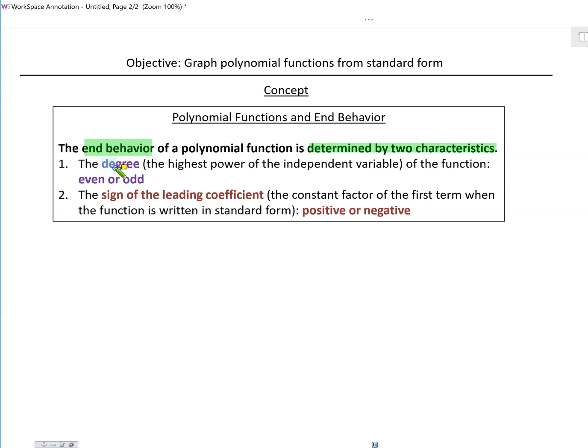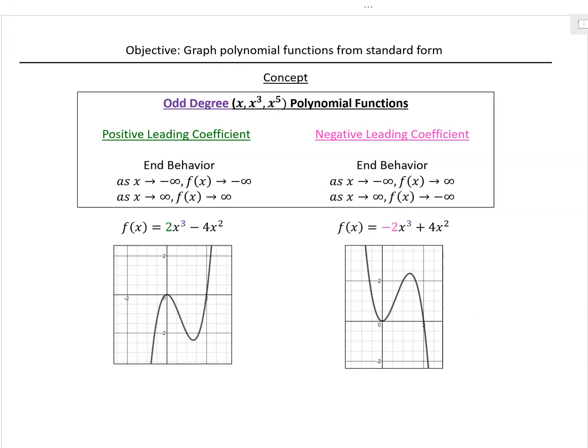So remember that we need to know the degree, if the degree is even or odd, and that tells us whether the ends go the same direction, even degrees, or opposite directions, odd degrees. And we need to know the sign of the leading coefficient, whether it is positive or negative, and that tells us which direction the right end goes. So if it's positive, the right end goes to positive infinity. If the leading coefficient is negative, the right end goes to negative infinity. And that is what this is about.